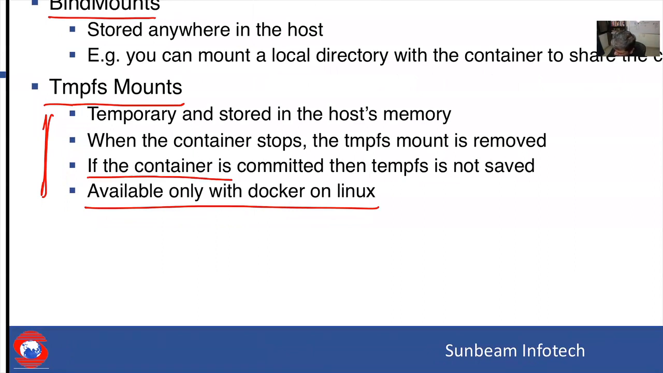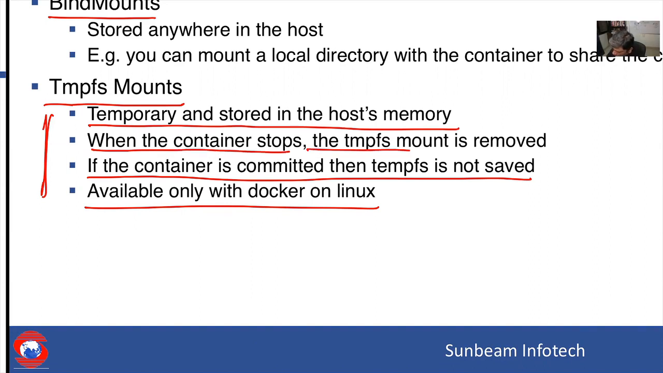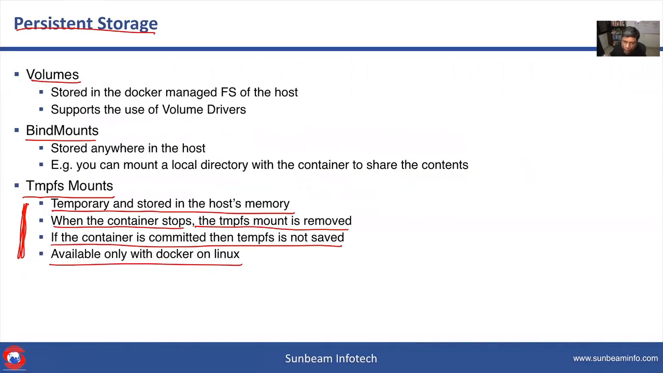If the container is committed, then tmpfs is not saved, because this is temporary and stored in the host's memory. It's tmpfs, meaning it's getting stored in the memory. When the container stops, the tmpfs mount is removed. It acts like RAM. So it's not the one we are supposed to use in a production environment, but still Docker has given you an option there.